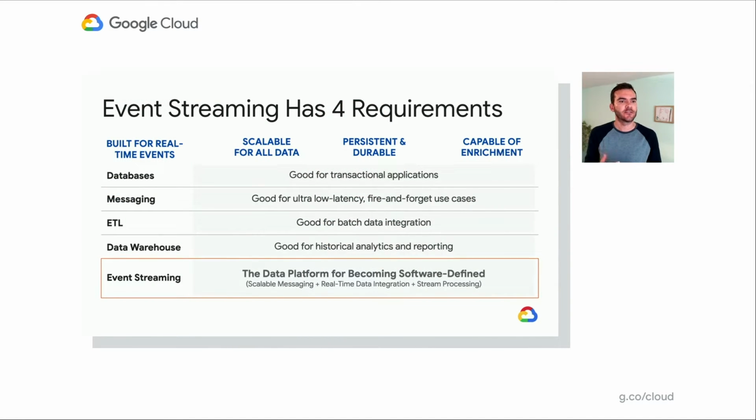It's built for real time, it's scalable to all types of data, it's persistent and durable, and it's capable of enrichment, so you can interact with the data as it's moving through the system in real time. There are other existing data infrastructure tools out there that provide a lot of these, but they don't provide all of them. You could put together a number of different systems, or you could use Apache Kafka and Confluent and get the best-of-breed event streaming platform.